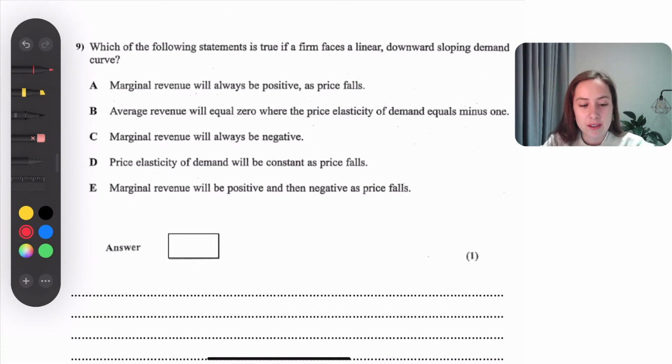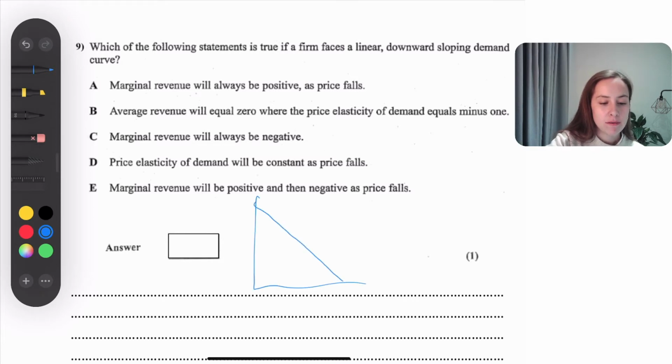Okay, this question, I think, is one of these questions where there's so many options and the options are so long that it's difficult to get the right answer in the first place, but then it's also difficult to get it in time. So here's a couple of rules that you can just learn. If you have a downward sloping demand curve, just memorize. This is all you need for this question.